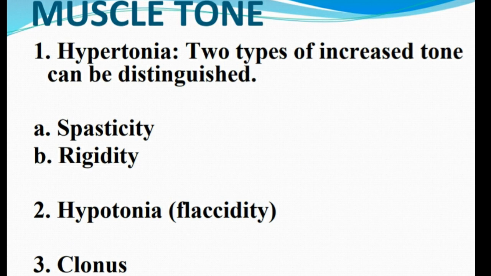Clonus consists of a series of rhythmic reflex contractions of a muscle that is suddenly subjected to sustained stretch. Each beat is caused by renewed stretch of the muscle during relaxation from its previous contracted state.